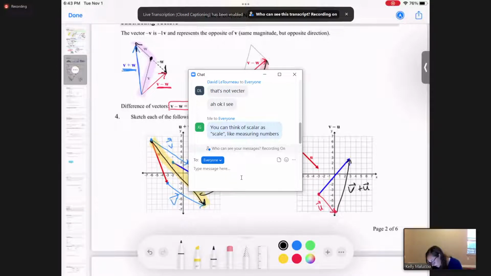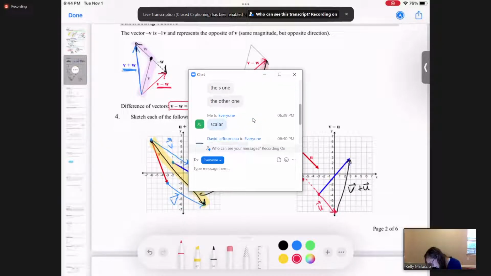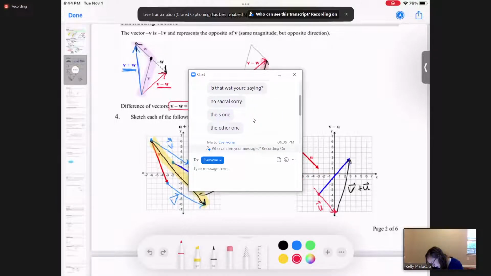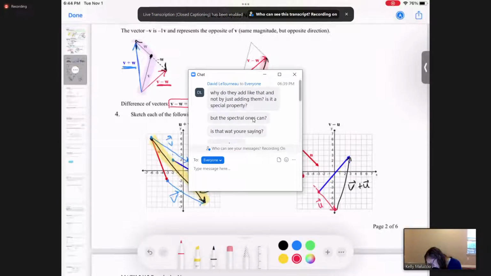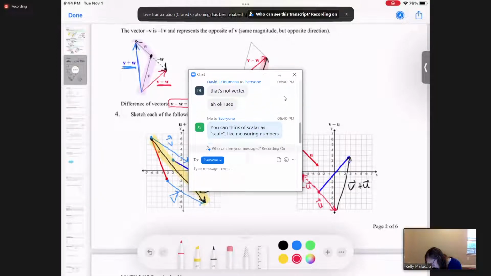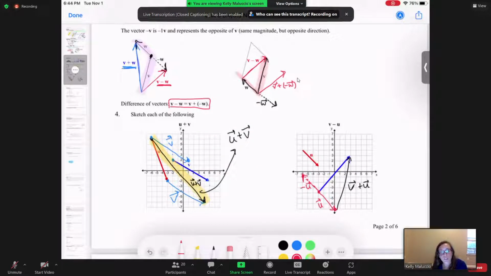We could take the reflection of U. So it could be 1, 2, 3 up and 3 over. I think it would be like here. So this line would be negative U, right? Because it's just going in the opposite direction.